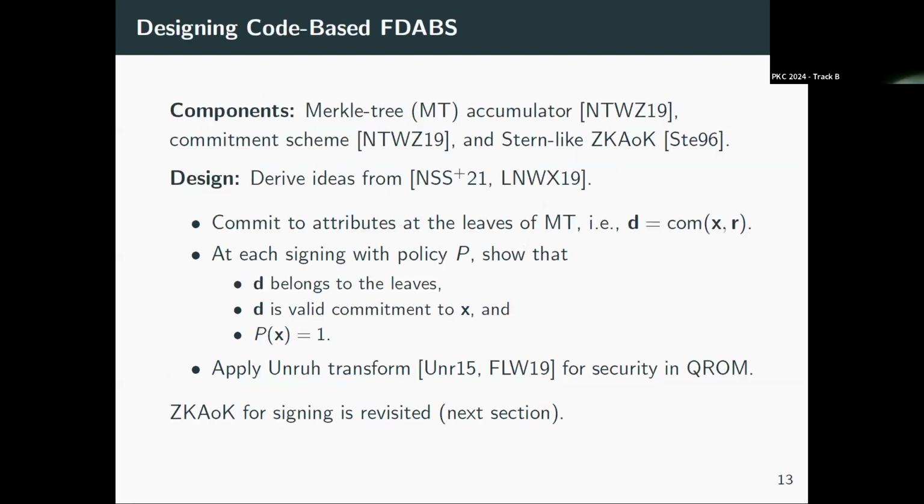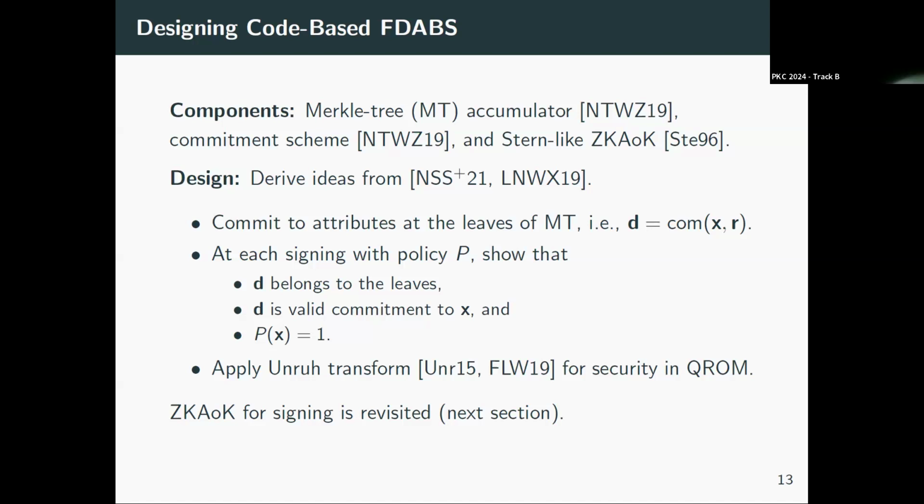And in designing the cost by fully dynamic attribute signatures, we require the following components. The first one is a Merkle tree accumulator. This one is to show that the user is among the members in the system, and a commitment scheme to commit private information of the user, including the keys and other information related to the keys, and a standardized zero knowledge argument of knowledge for the signature. It means we construct this signature by using this zero knowledge argument and transform it in the Fiat-Shamir paradigm to make signatures.